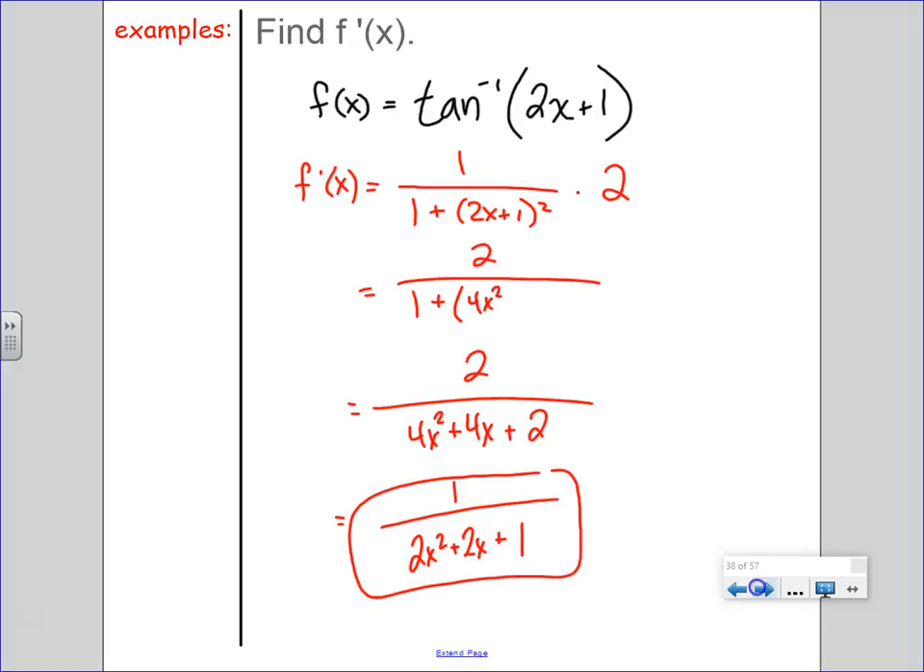Which would have been 4, foiled, remember? Multiply the first, 2x, 2x. 2x times 1 doubled to be 4x. 1 times 1 is 1. If you need to write it out, 2x plus 1, 2x plus 1, first, outer, inner, last, put them all together. 4x squared stays, 4x stays, 1 plus 1 is 2. I can factor out a 2!